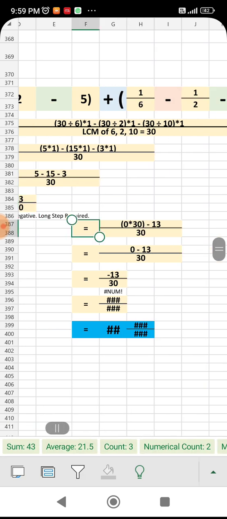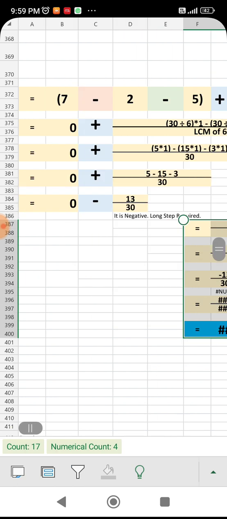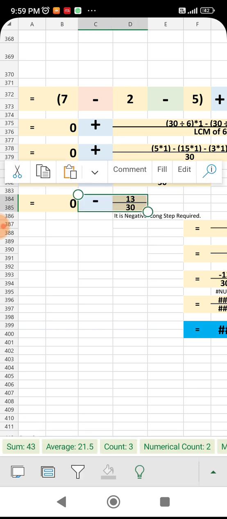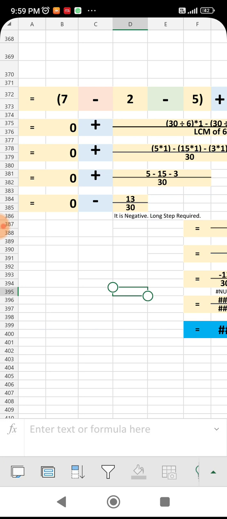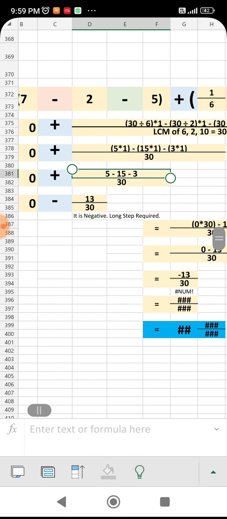This is your final answer. Your answer is minus 13 upon 30. In this way, you have to practice this a little bit, so you will get your confidence back. This tricky situation is a very simple problem in higher classes.